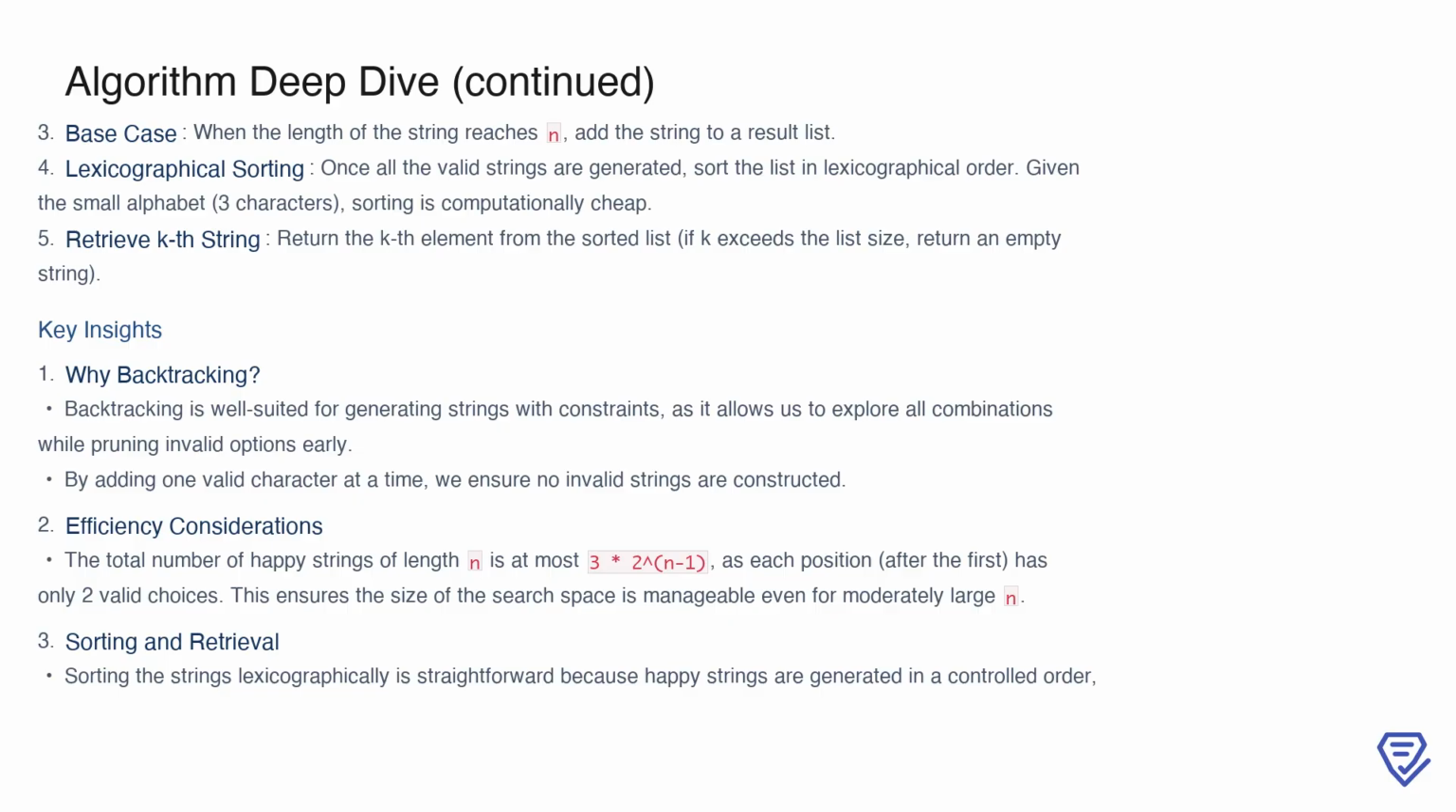Backtracking is particularly well suited to this problem because it allows us to systematically explore all valid combinations while pruning invalid options early. By ensuring each character added to the string satisfies the constraints, we avoid wasting computational effort on invalid strings. It's also important to note that the total number of happy strings of length n is at most 3 times 2 raised to the power of n-1. This is because the first position has 3 choices, but every subsequent position has only 2 valid options. This keeps the search space manageable, even for moderately large values of n. Sorting is straightforward here, as the strings are already generated in a controlled manner, and the small size of the alphabet further simplifies the process.